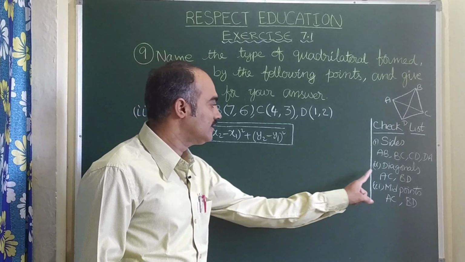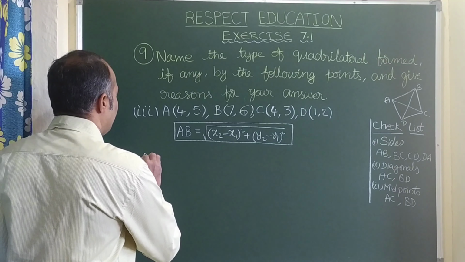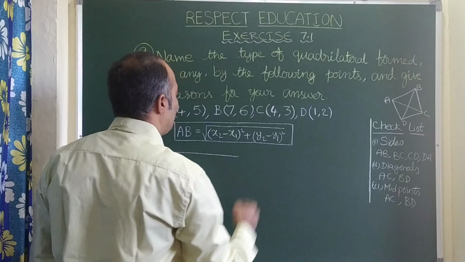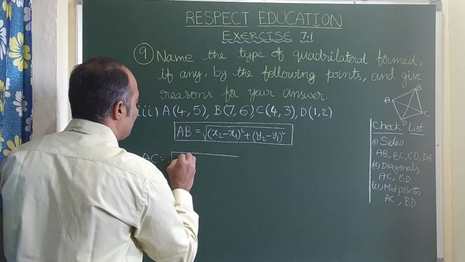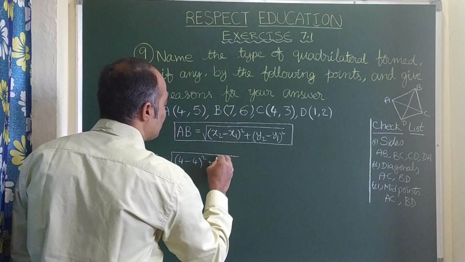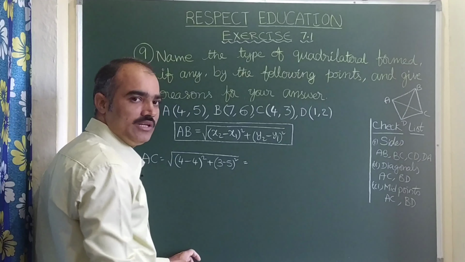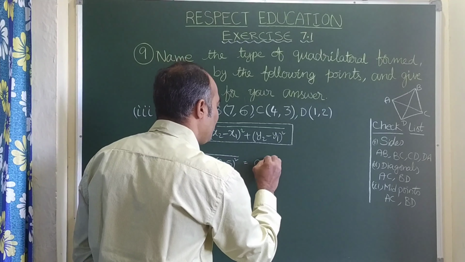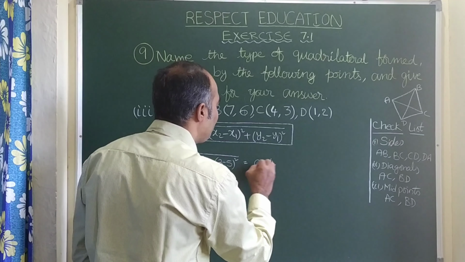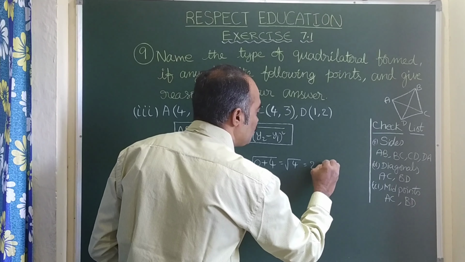Now let us check second case, that is diagonals AC and BD. So here let us find the distance between A (4,5) and C (4,3). (4 minus 4) whole square plus (3 minus 5) whole square. So this is 4 minus 4 is 0. 0 square is 0, plus 3 minus 5 is minus 2. Minus 2 whole square is plus 4. Right? So it is root 4. Root 4 can be written as 2. So it is 2 units.